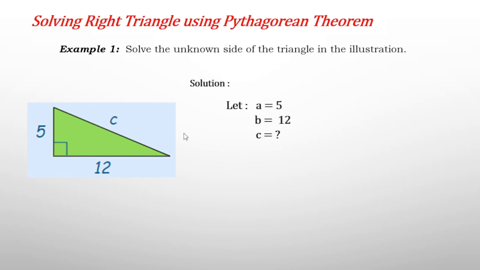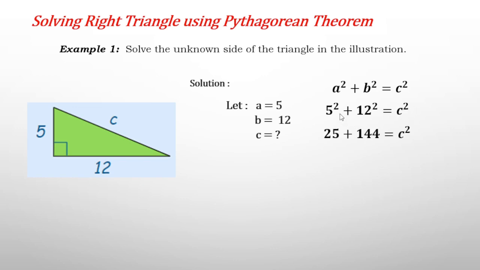Since this is a right triangle, we are going to use the Pythagorean formula, which is a squared plus b squared is equal to c squared. Then we substitute the values of a and b. So a squared becomes 5 squared plus, and the value of b is 12, that becomes 12 squared. Then we copy c squared.